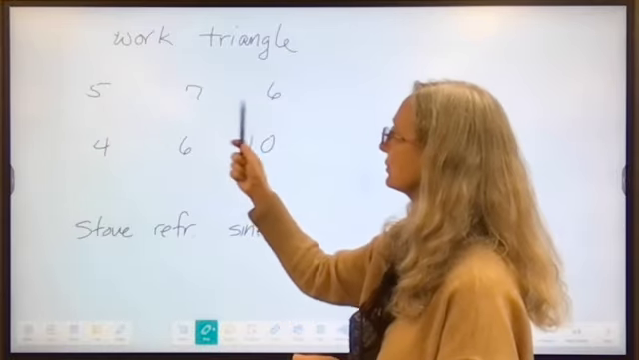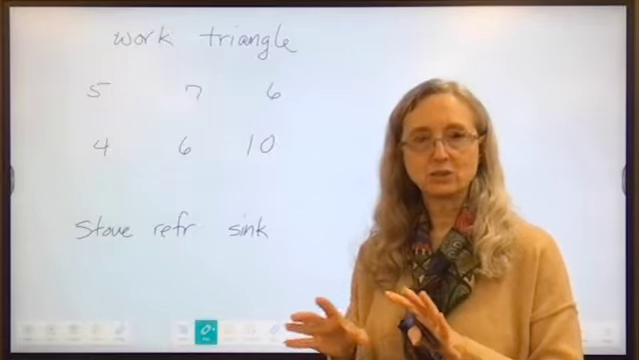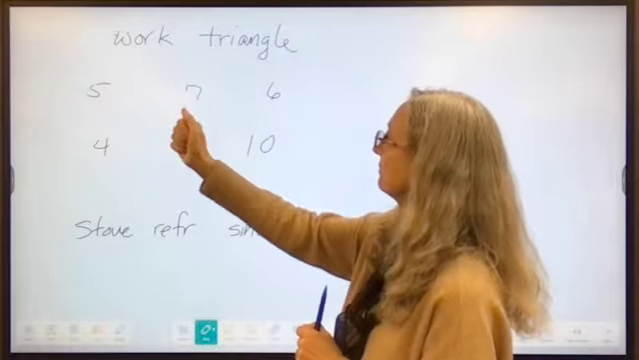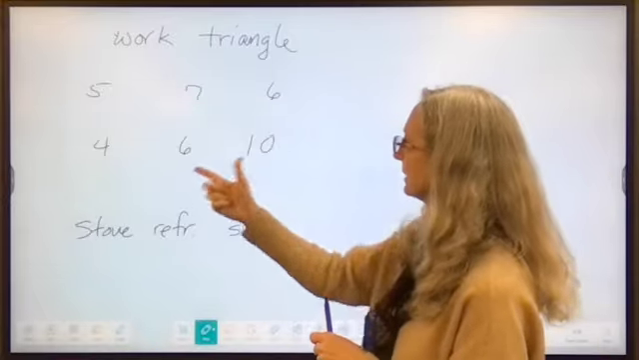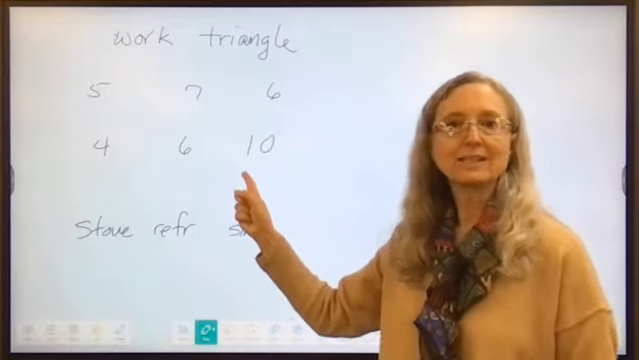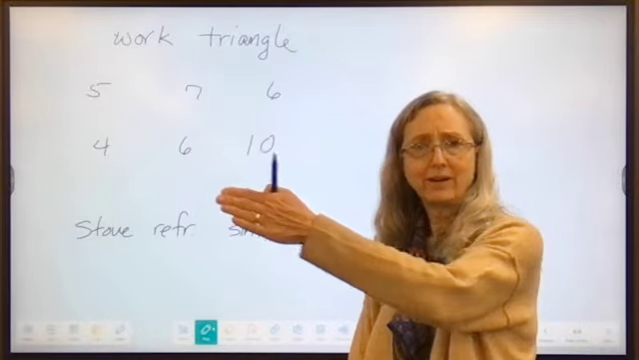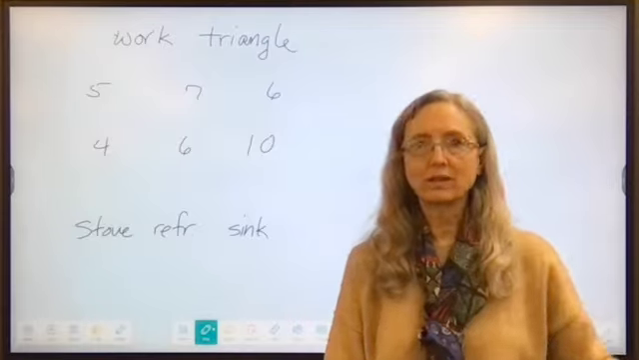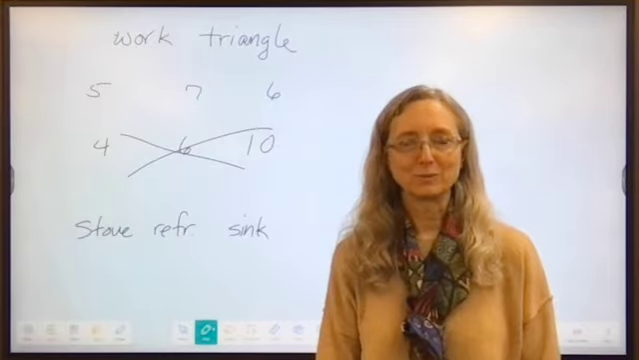So if we look at this first group, 5, 7, and 6, all three sides fit the triangle inequality theorem well. 12 is greater than 6, 13 is greater than 5, 11 is greater than 7. So that looks like it would work. If we look at these, we realize 4 plus 6 equals 10. That won't even form a triangle. That will just form a straight line. So now I have everything in a straight line and I'm just walking back and forth, back and forth. Yeah. I don't like that one. This top one would work much better.